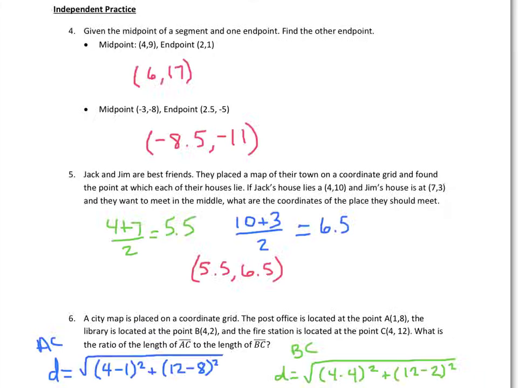For number 4, in the independent practice, the first endpoint is found at 6, 17, and the second one is at negative 8.5, negative 11. For number 5, the midpoint between Jack and Jim is 5.5, 6.5.